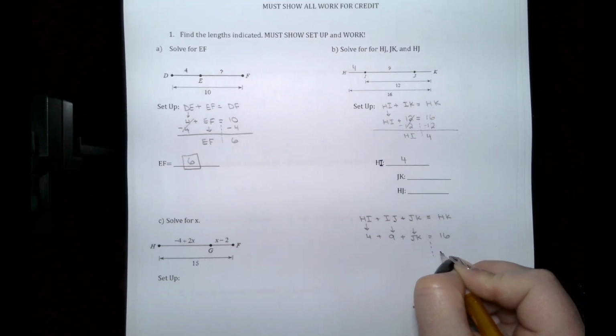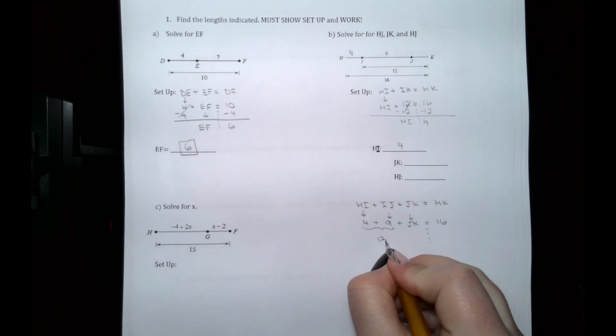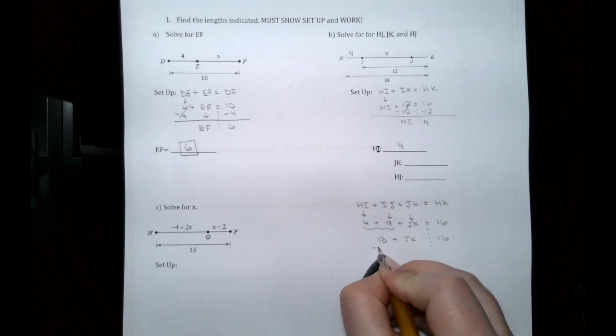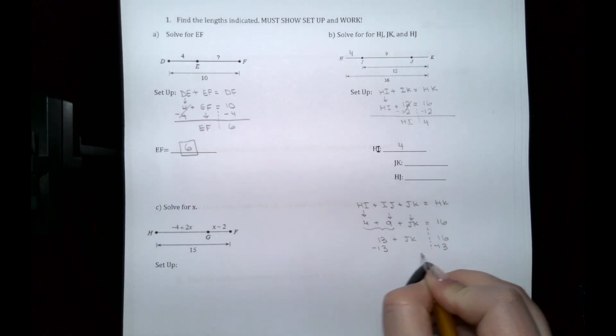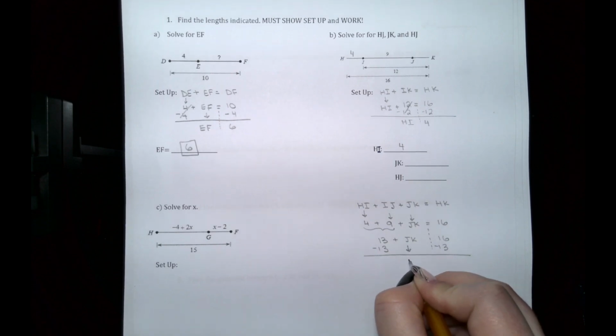With this one, you do need a little bit more work because you do need to combine like terms of 9 plus 4, which is 13. Bring down the JK, bring down the 16. Then we can subtract 13 from both sides. Bring down the JK, the 13s eliminate here, subtract out. 16 minus 13 is 3.